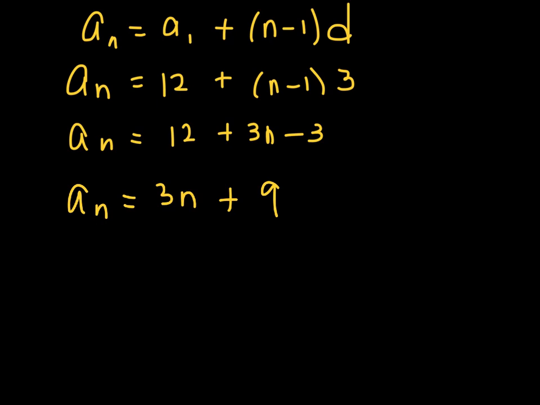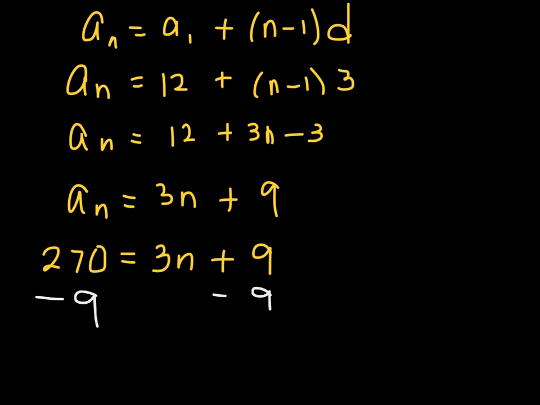Now what we can do is we know that the last term is 270. So I can plug in 270 for a sub n and then just solve for n. n is our unknown, okay? Remember that a sub n stands for the nth term, or in this case, the last term. So subtract 9 from both sides. And that leads us to 261 is equal to 3n. And then now divide both sides by 3.